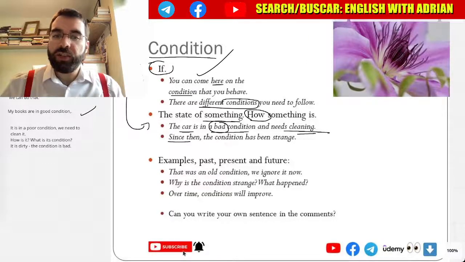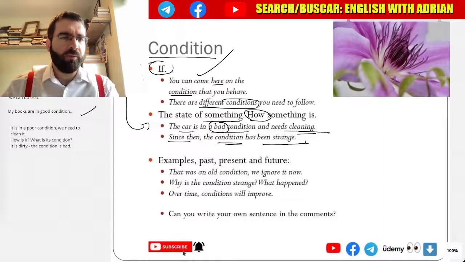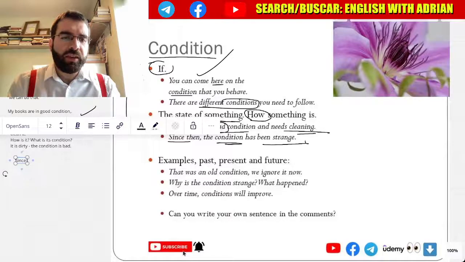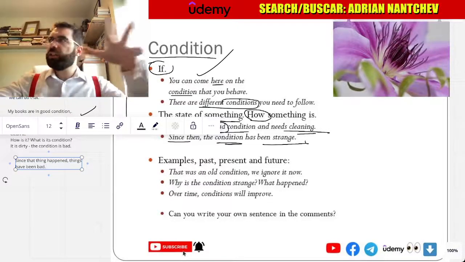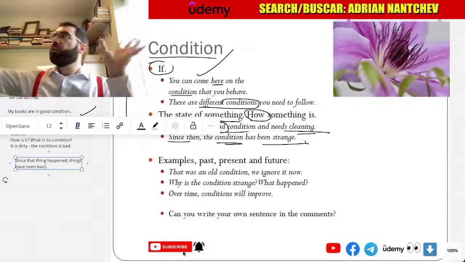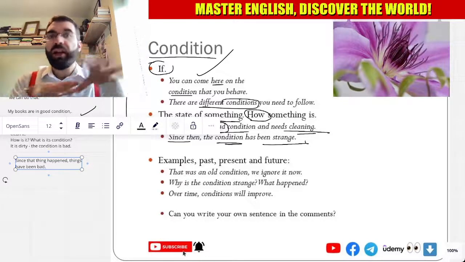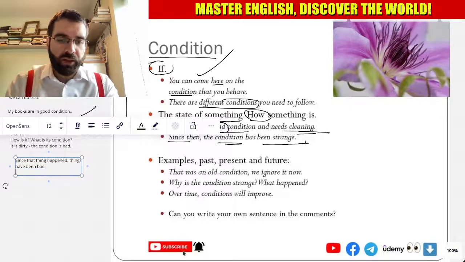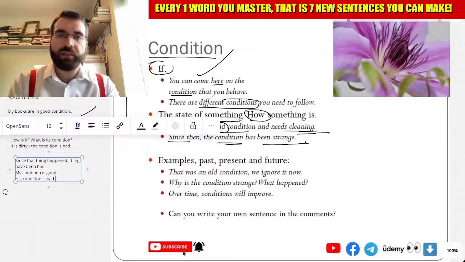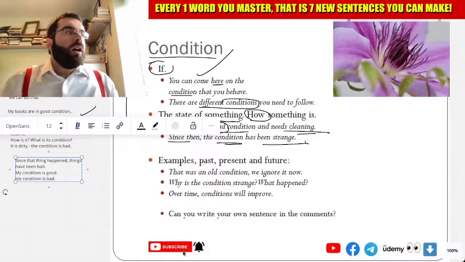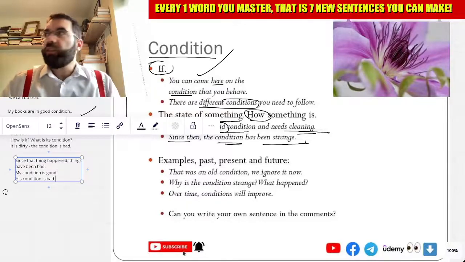Since then, the condition has been strange. Since that thing happened, things have been bad. The condition of everything, the scenario, the situation, the condition, my condition, your condition, their condition. My condition is good. His condition is bad. The condition of anything.